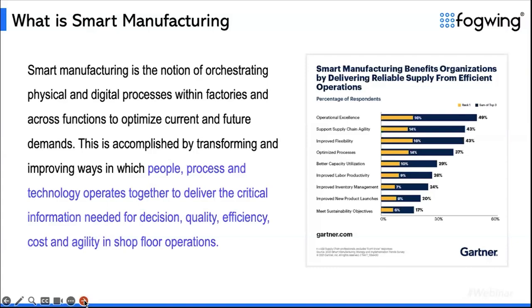In a nutshell, smart manufacturing is deploying technology to identify a way to make smarter decisions in terms of the operations. So the key value for smart manufacturing is operational excellence. The key output or ROI from smart manufacturing is to achieve operational excellence. That's the top value expected out of that. But how do we do that?